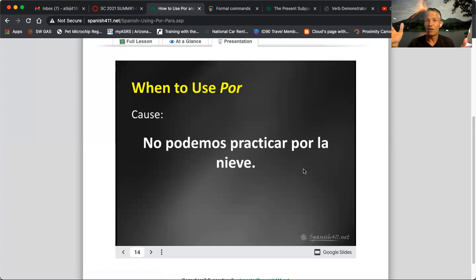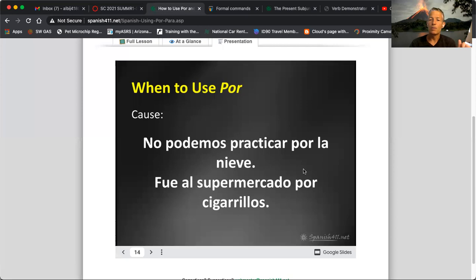So we have a verb there, right? Here, there's no verb. It's por la nieve, because of the snow. So when you're saying the word because, and it's not followed by a verb in a sentence, because is actually por and not porque. Fue al supermercado por cigarrillos. He went to the supermarket for cigarettes, okay? So it was because of the cigarettes. It was the reason why.